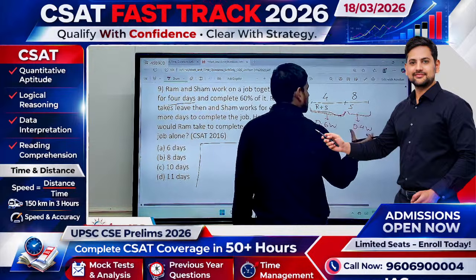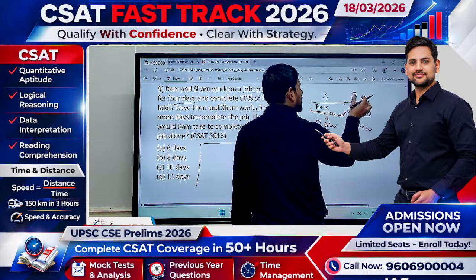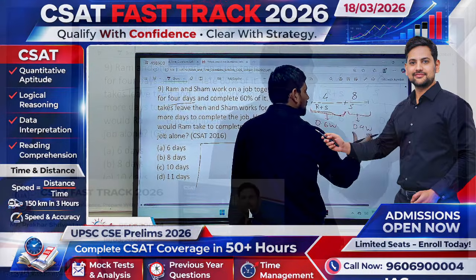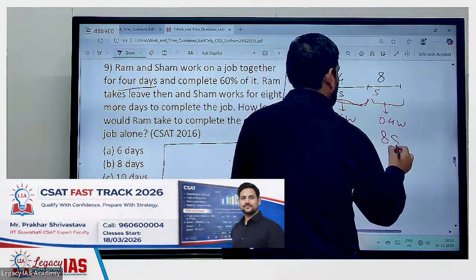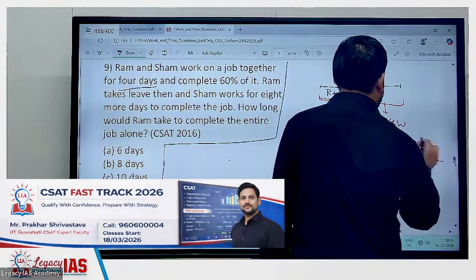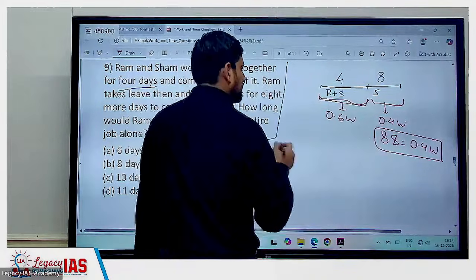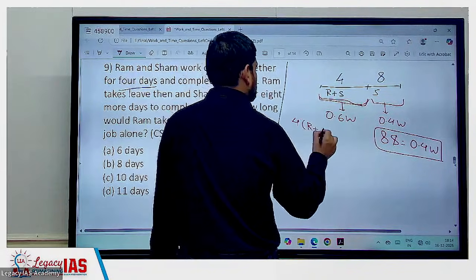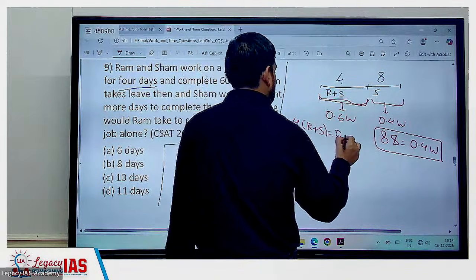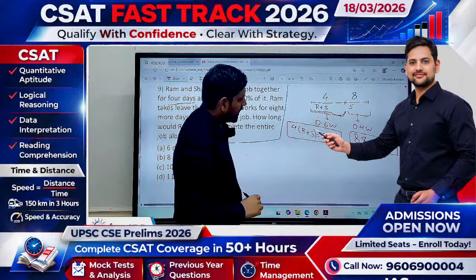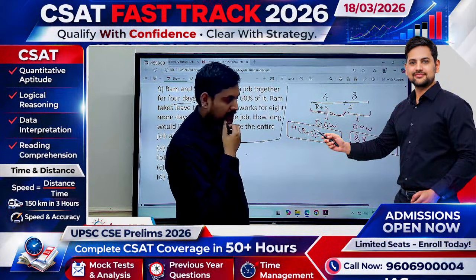Now, this 0.4 W will be equal to what? 8 into S, correct? Time into efficiency. So this becomes 8S is equal to 0.4 W. This is your first equation. Second equation: 4 into R plus S is equal to 0.6 W. This is your second equation. Correct?